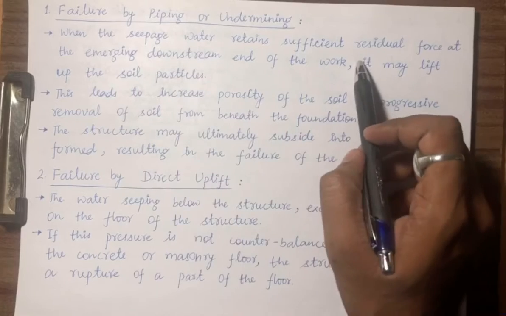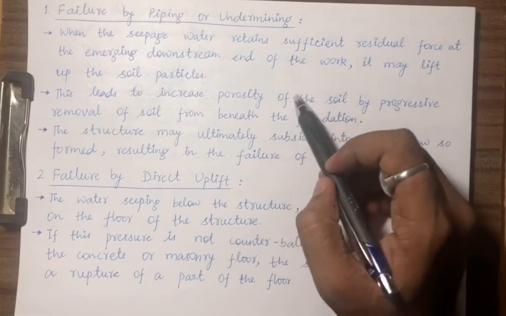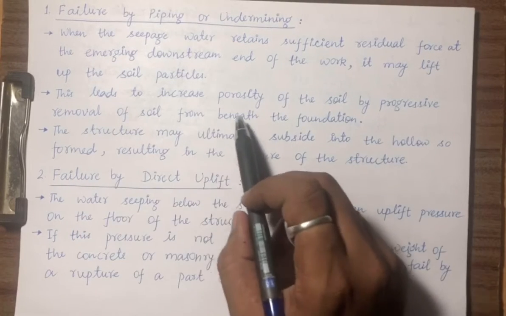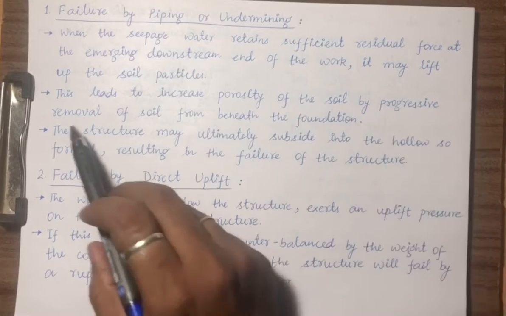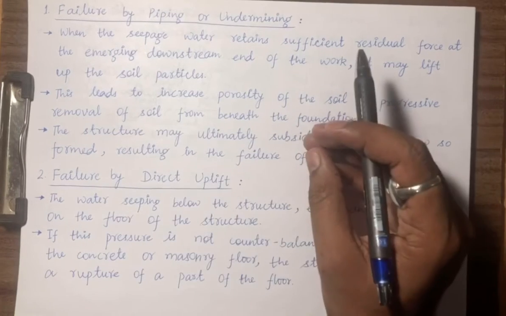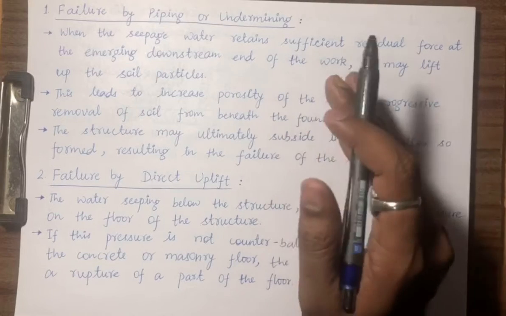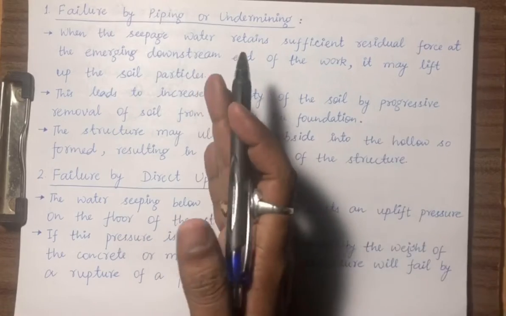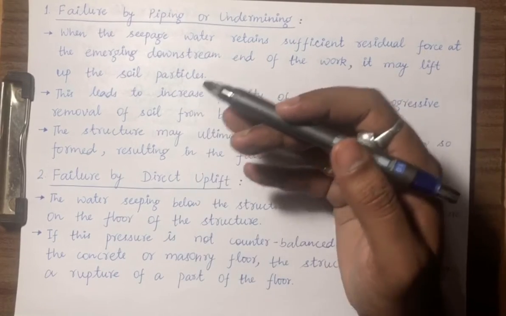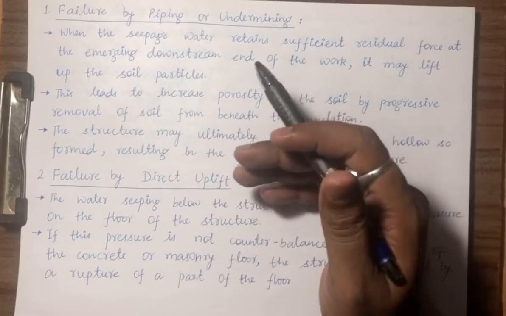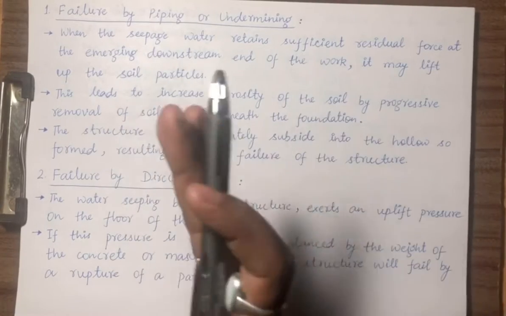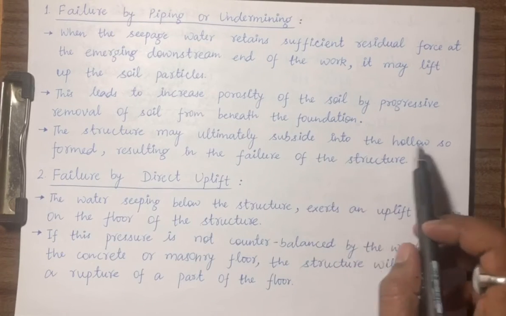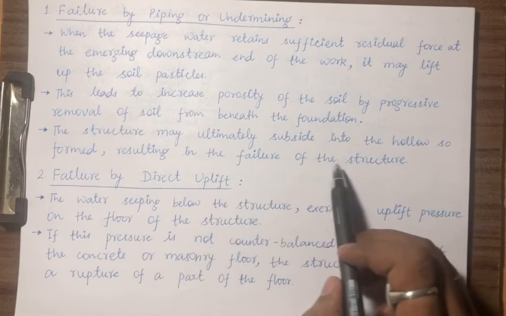So in that case the water will be able to lift the small soil particles, which leads to an increase in porosity of the soil by progressive removal of soil. So what is happening? The soil is flowing with the water. If it is flowing with the water, the soil beneath the structure will become more porous, because due to this flowing of soil with the water, the structure may ultimately subside into the hollow so formed, resulting in failure of the structure.